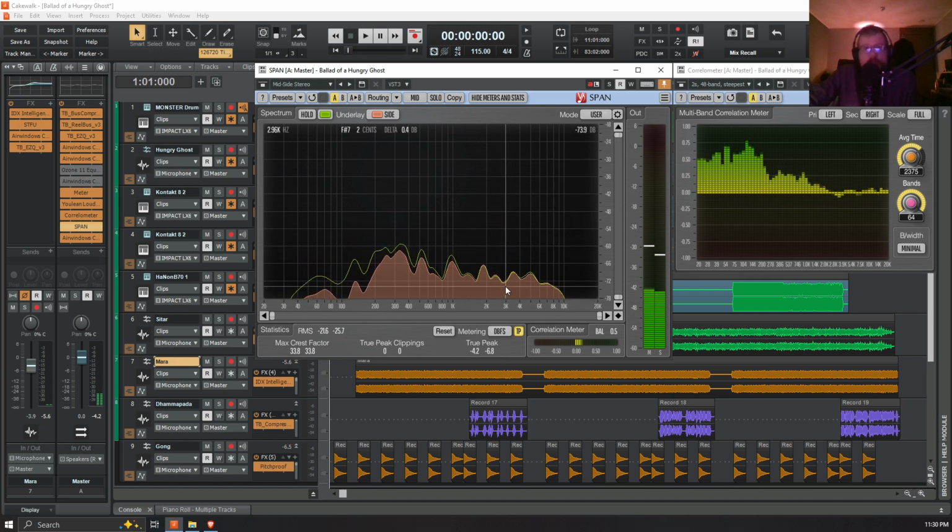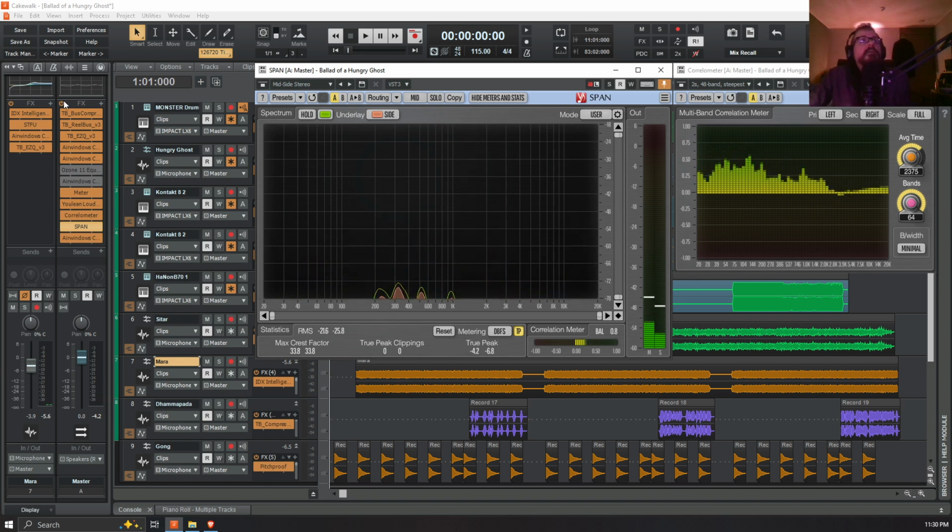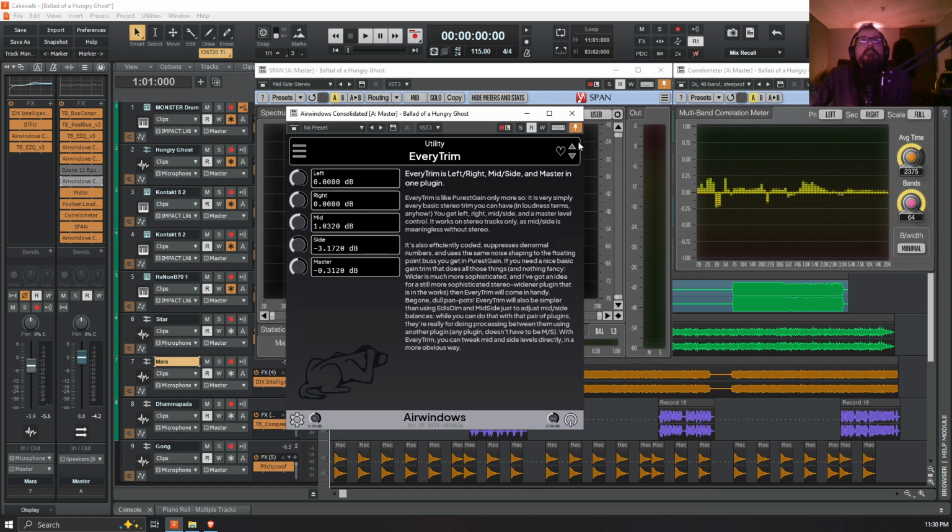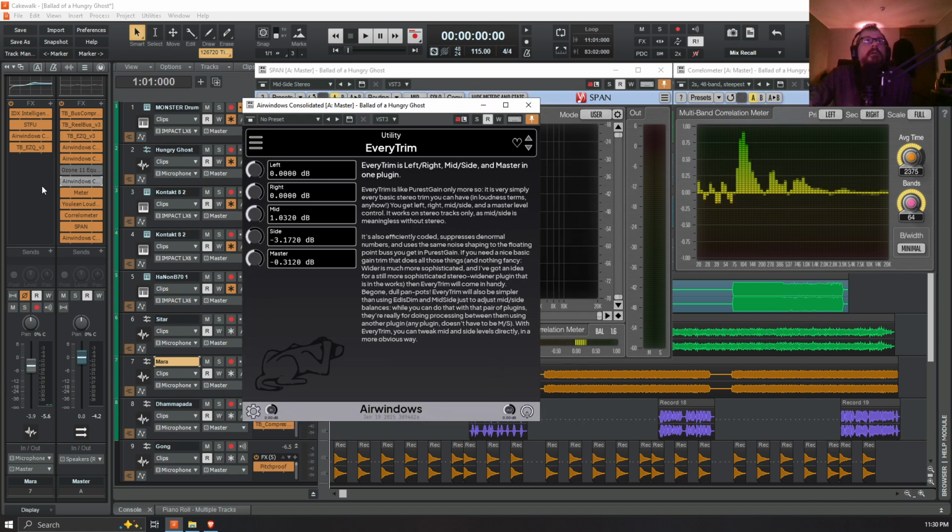So, do something about it, I did. And this is what I did. I pulled up Airwindows EveryTrim. I'm going to go ahead and turn that on now. You see what happened here? Immediately, you see what happened here? Let me do it again. Off. Right? And it's got all the downward spikes, blah, blah, blah. I turn it on.